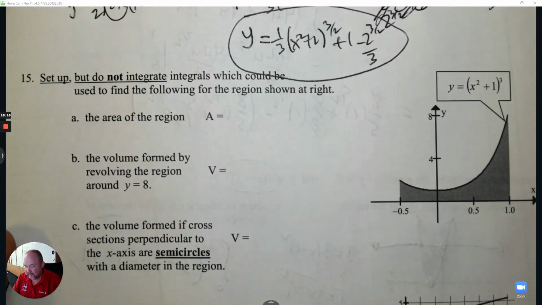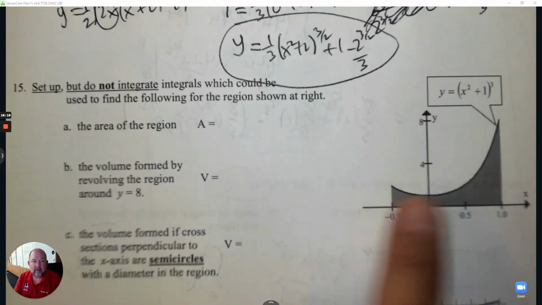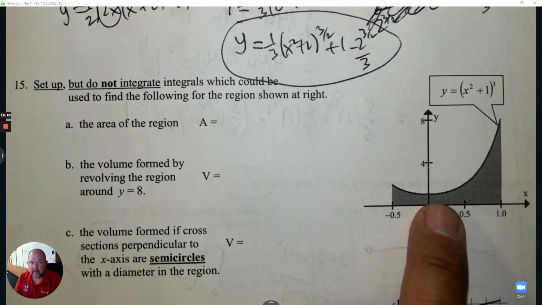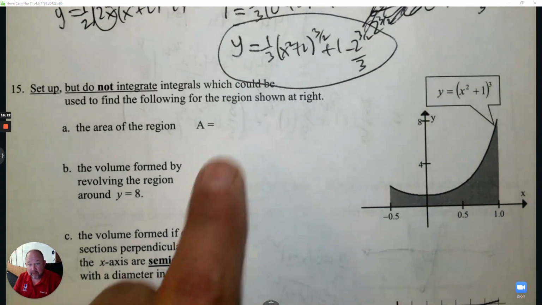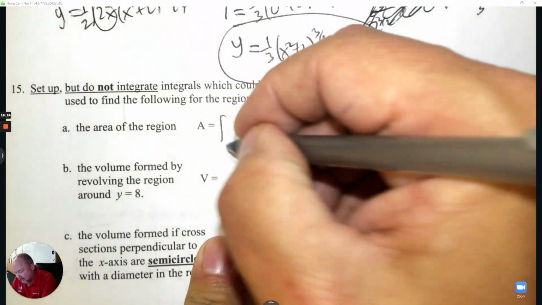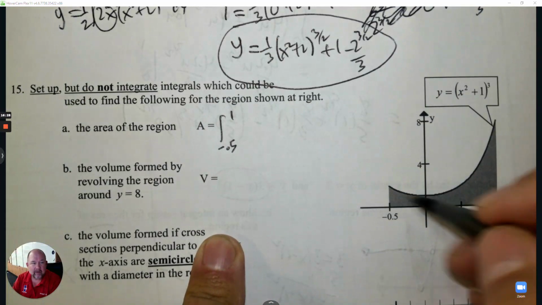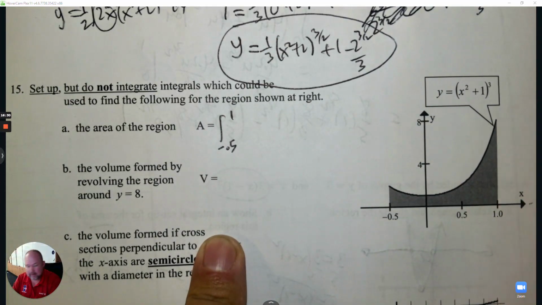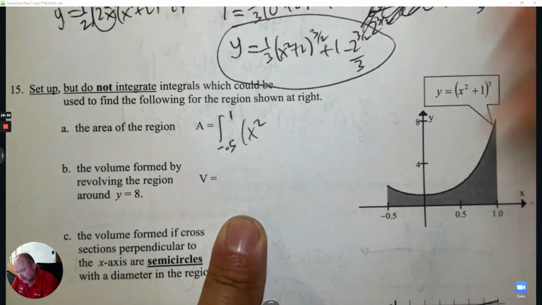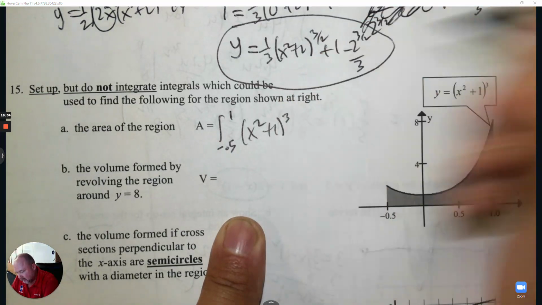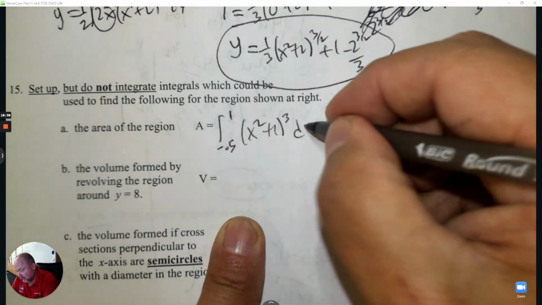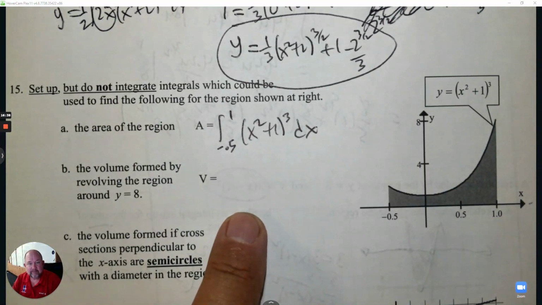All right, number 15. Look at this. What's the area of this region? So it's an integration question from -1/2 to 1, and area is top subtract bottom. So that is x squared plus 1 cubed subtract 0, or just that, and it's done.